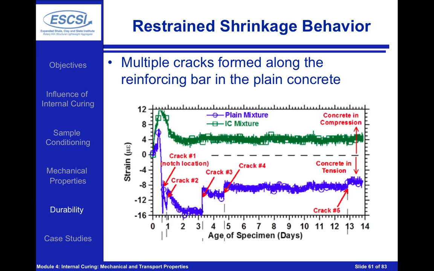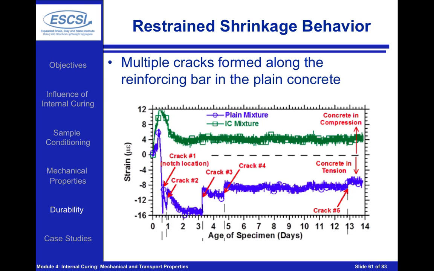Now, before we get into the corrosion portion of this, we really want to look at the cracking portion. What we can see here is the plain mixture shown in blue with the internally cured mixture shown in green. In the internally cured mixture, we get a little bit of compression in the concrete, and we don't get a whole lot of shrinkage, we don't get a whole lot of stress, and we don't get cracking in the system. We see a slight expansion at the beginning. That's due to the heat of hydration. We see that that comes down to a baseline case that's slightly in compression.